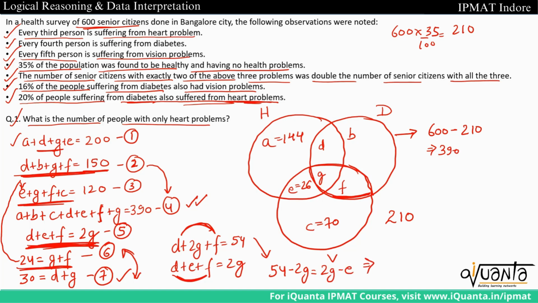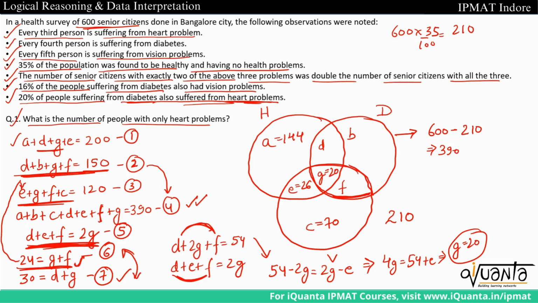Now we know the value of E, so we can easily find out the value of G. 4G will be equal to 54 plus E, which will be giving me G equal to 20, because E is equal to 26, so G will be equal to 20. Let me put G equal to 20 in the diagram.